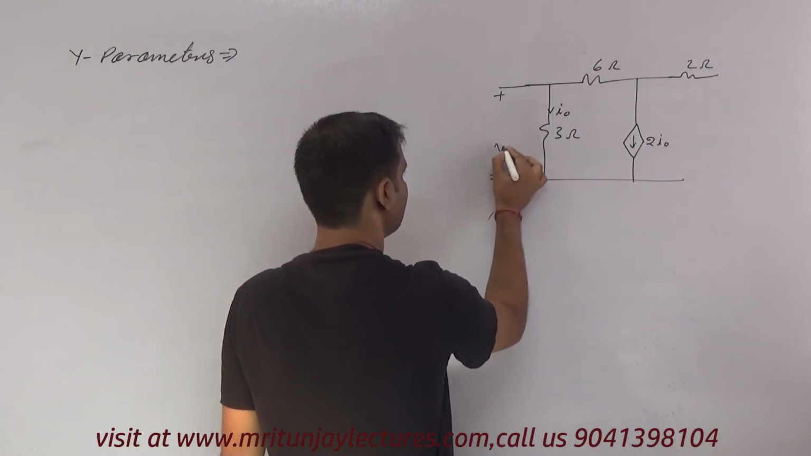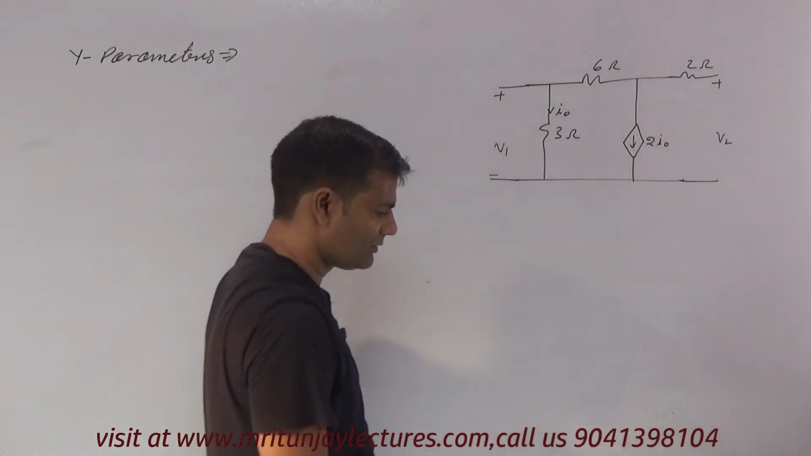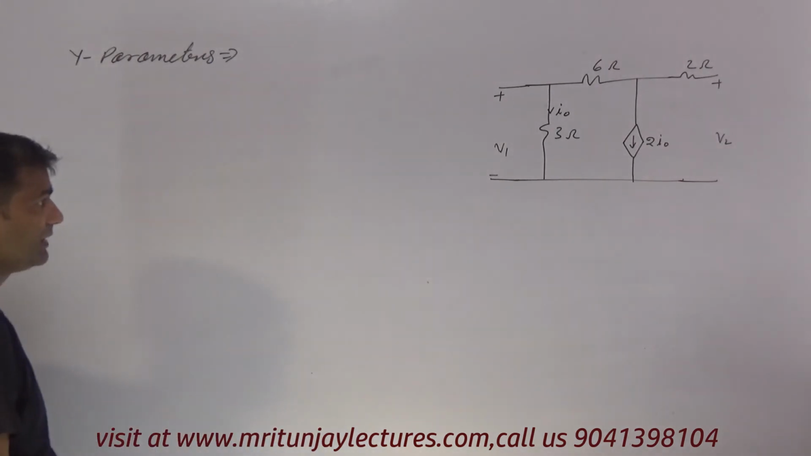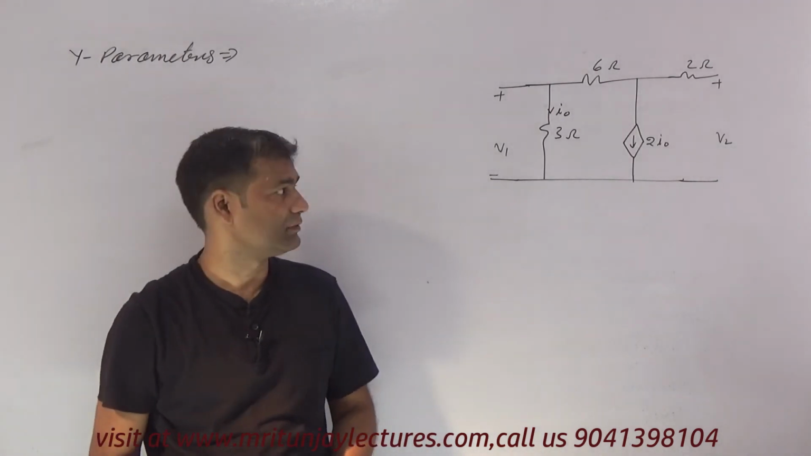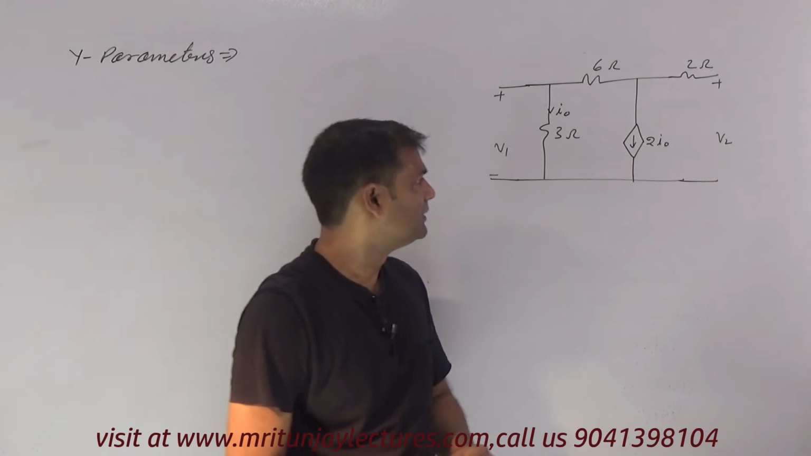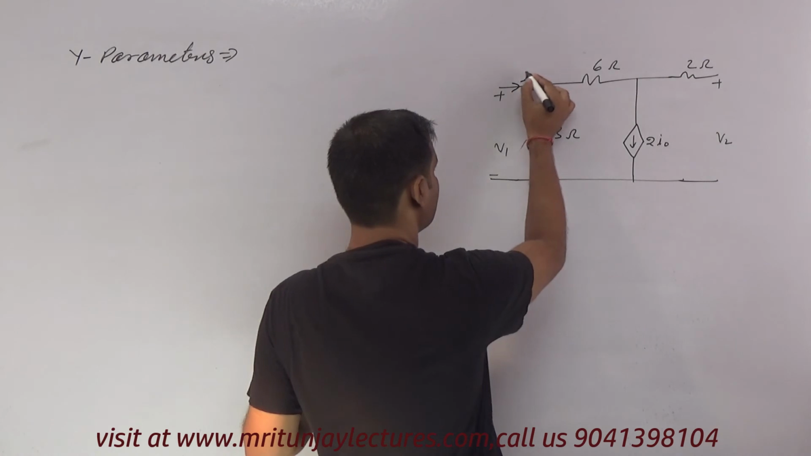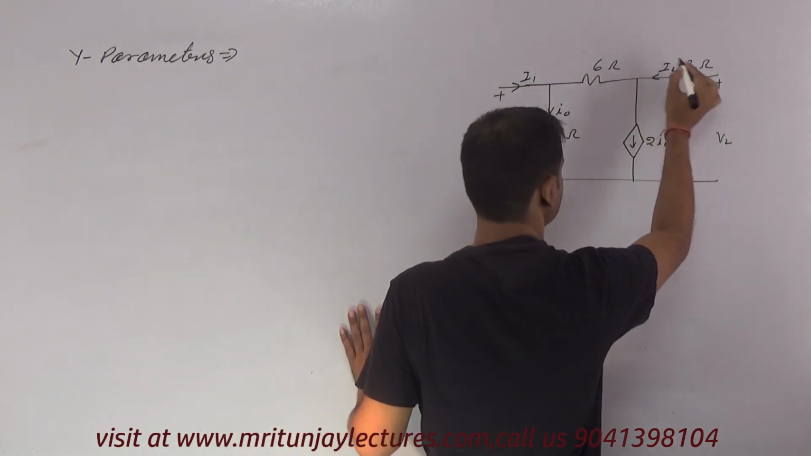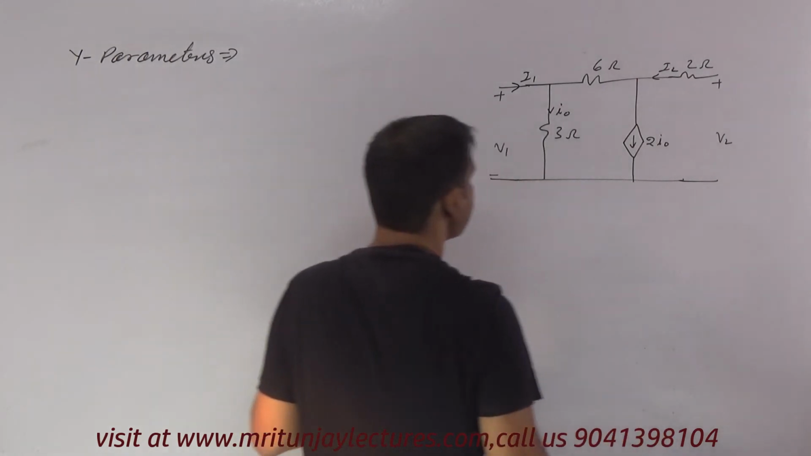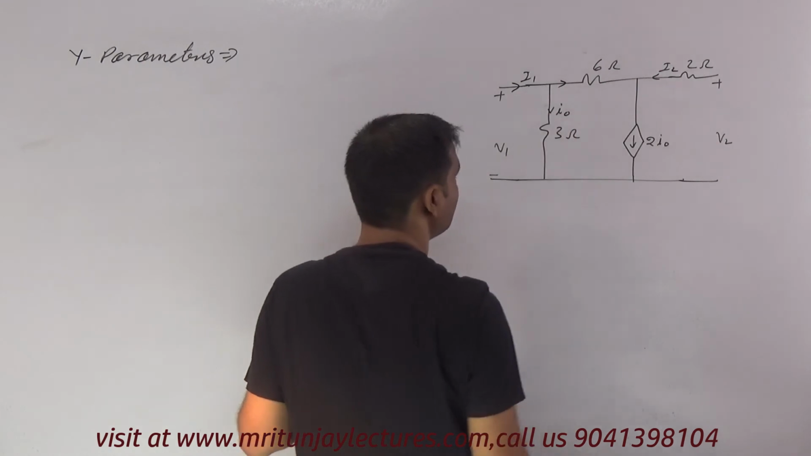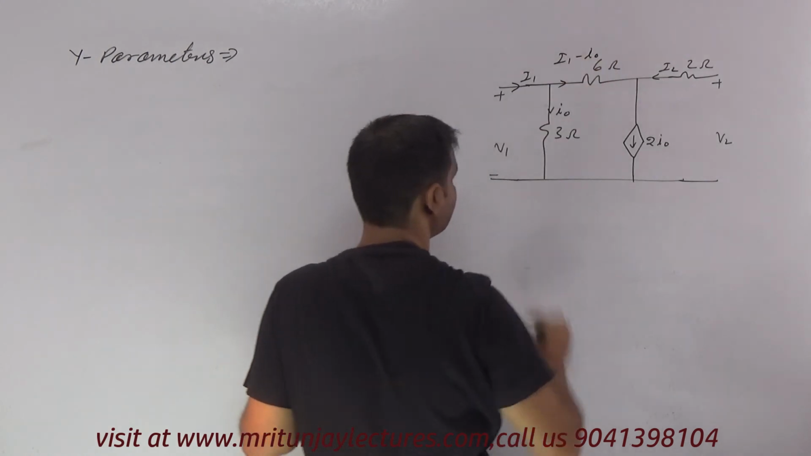Our motto, determine Y parameter. How can we do it? First of all, I know that here I1 current, here I2 current. Very clear, very simple. And here what about current? That is, you can say that I1 minus I0. Very simple.